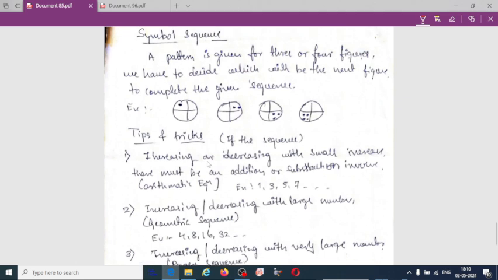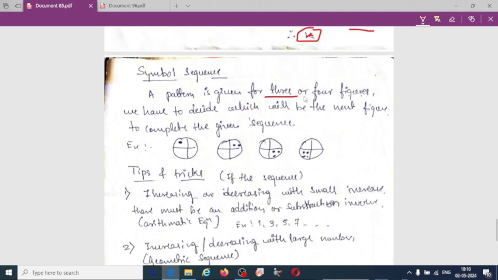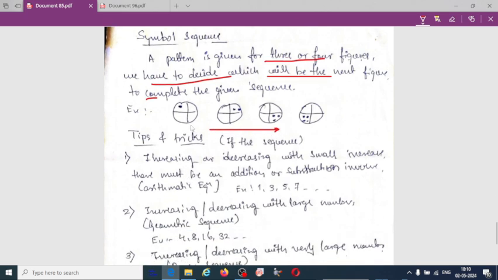Symbol sequence. A pattern is given for 3 or 4 figures. We have to decide which will be the next figure. Whatever the question will be in the form of 3 or 4 figures, you need to find the sequence there. If you take this circle, it consists of 1 dot, second 2 dots, 3 dots, 4 dots. In what sequence is it? Like that you should solve the symbol sequences which are in the form of figures.